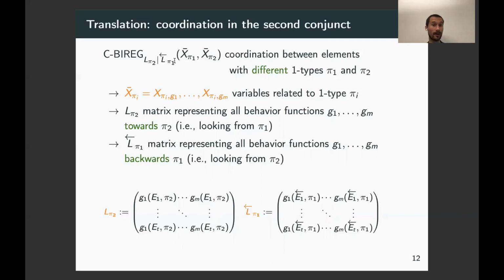Well, of course, you may notice that this formula is parameterized by some matrices, and they have quite a complex structure. Don't worry about this structure much. What is important here is that they represent the behavior functions, all behavior functions. Well, if we talk about L pi 2, behavior functions towards pi 2. So when looking from pi 1. So we have element pi 1, it has some behavior functions, and the values of it towards pi 2 are described by this matrix. And in the opposite direction, looking from pi 2 towards pi 1, we have another matrix.